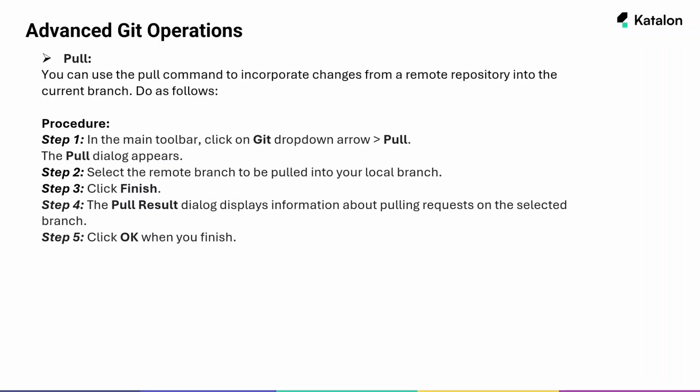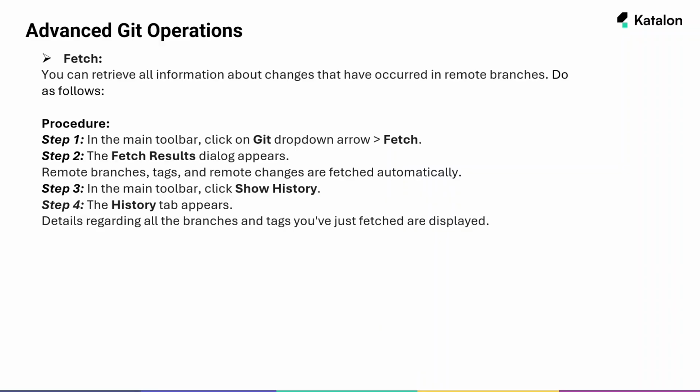So the difference between pull and fetch is, in pull we are actually incorporating the changes from a remote repository into the current branch, whereas in fetch we are just fetching the information to see what all the changes made to the remote branch are. Okay, so here let's go back to our Katalon Studio.